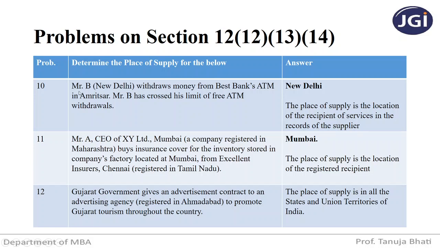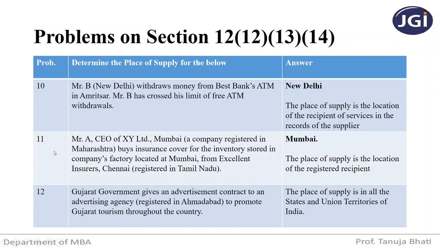First one, problem number 10. Mr. B of New Delhi withdraws money from the Best Bank's ATM in Amritsar. Mr. B has crossed his limit of free ATM withdrawals. So obviously he belongs to Delhi, but he has been to Amritsar and is withdrawing money there. So what is the place of supply? Place of supply is the location of the recipient of service in the records of the supplier. Since Mr. B belongs to New Delhi, obviously you will give your records to the bank where you actually belong, because the address proof will be from where you belong. So New Delhi is the place of supply.